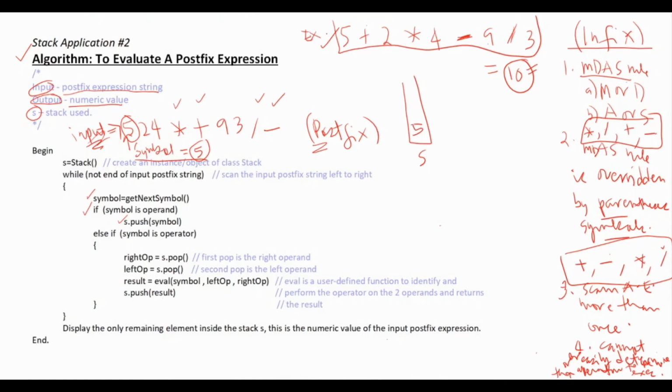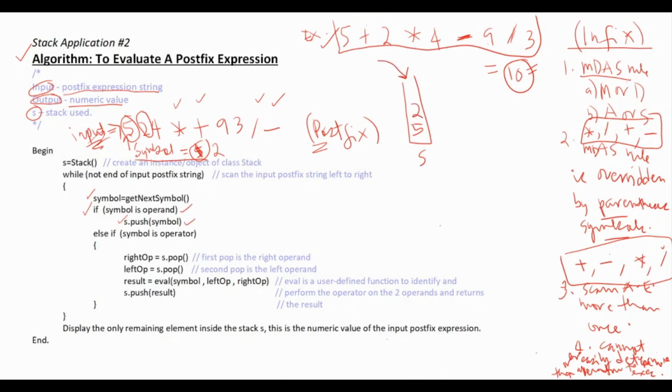After that, we go to the next or second iteration. We get the second symbol. This is equal to 2. So this time symbol is 2. And it is an operand, so we push it into the stack.